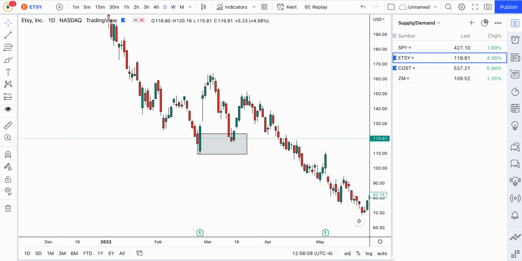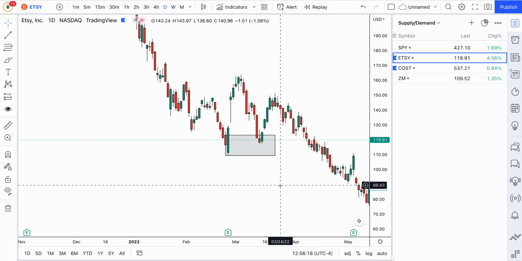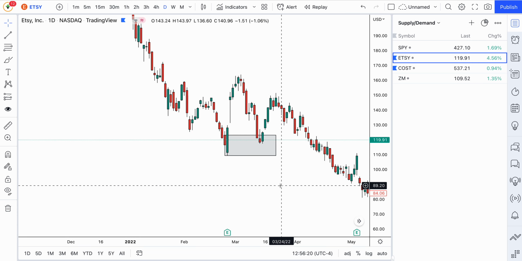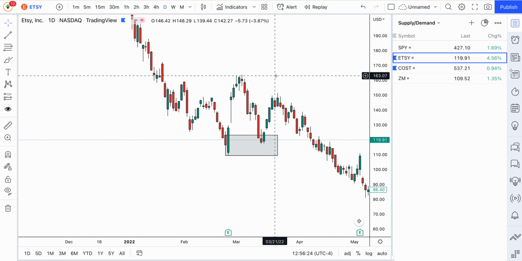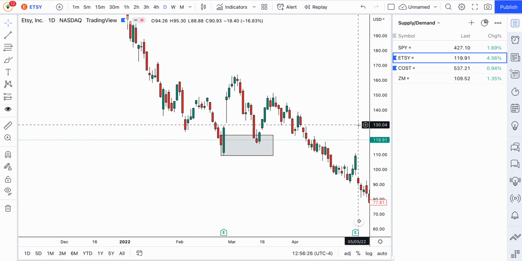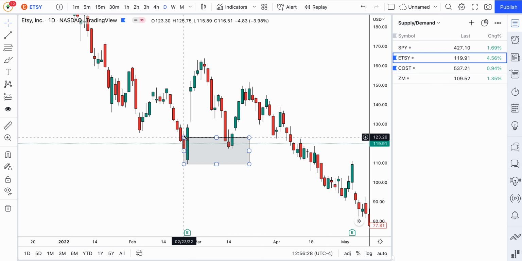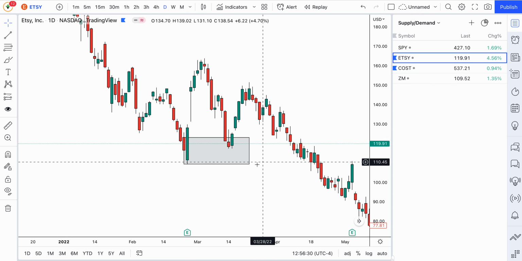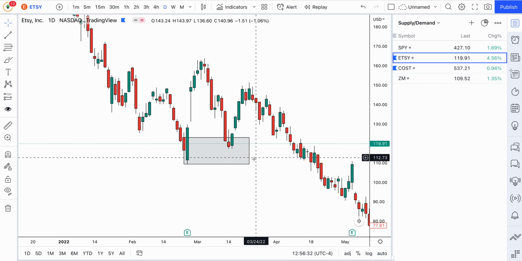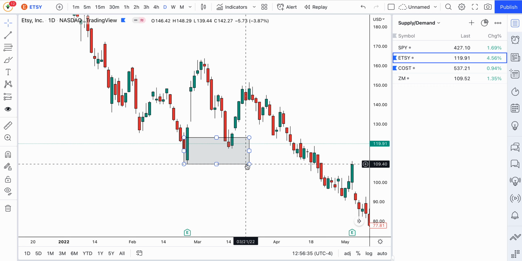This one is going to be on entries and stops for trading supply and demand. When trading supply and demand, there's a very simple and easy way to tell where you should enter and where you should exit. So we're going to look at an example on Etsy right now. You see we have this demand zone here at 123. It goes from 123 down to 109, right?